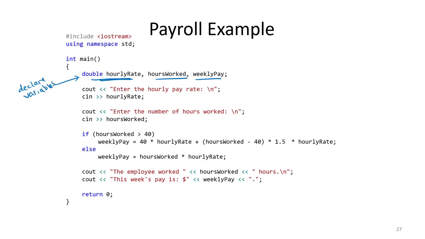So we want to declare our variables for hours worked, hourly rate, and weekly pay. Next, we use cout to ask the user for the pay rate and hours. Then we use cin to get the value from the user.